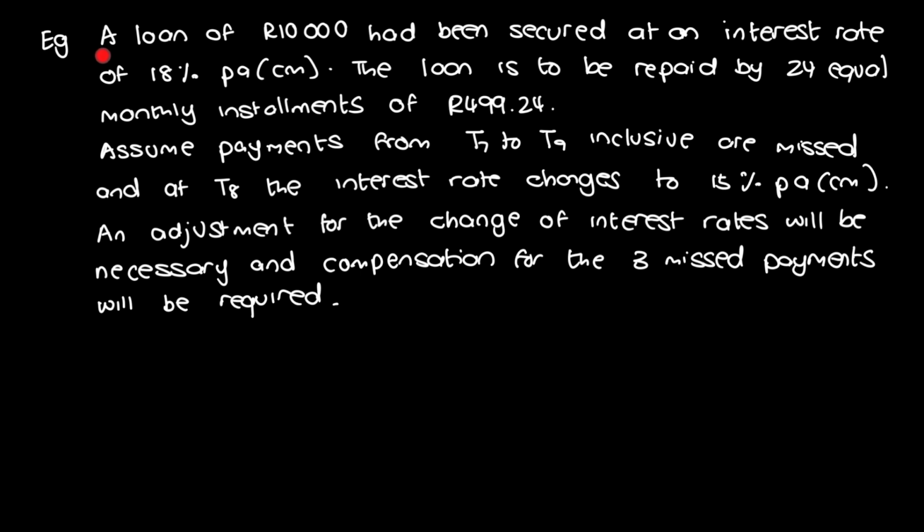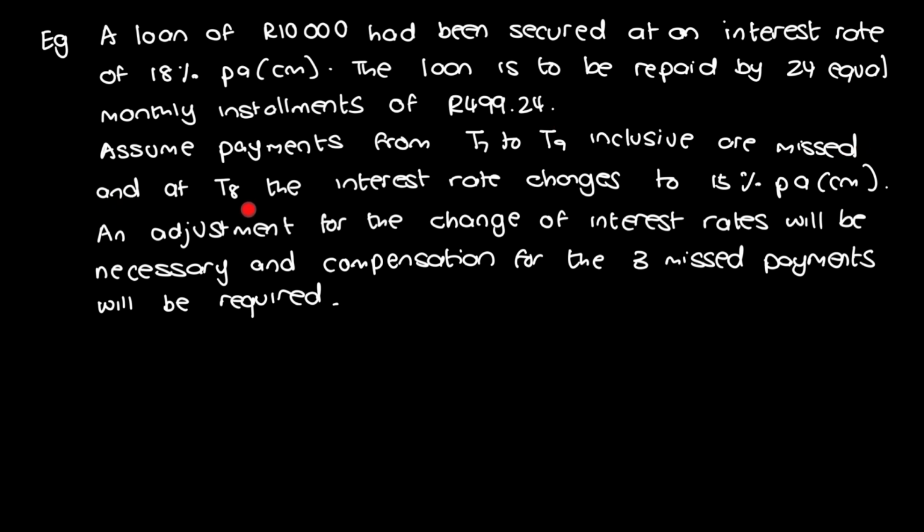Okay, so in this example, we have a loan of 10,000 Rand, which has been secured at an interest rate of 18% per annum compounded monthly. The loan is to be repaid by 24 equal monthly installments of 499 Rand and 24 cents. Then we're going to assume that the payments from T7 to T9 are inclusive. So in other words, T9 is also included in the missed payments.